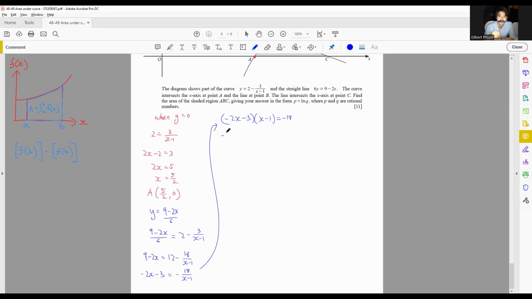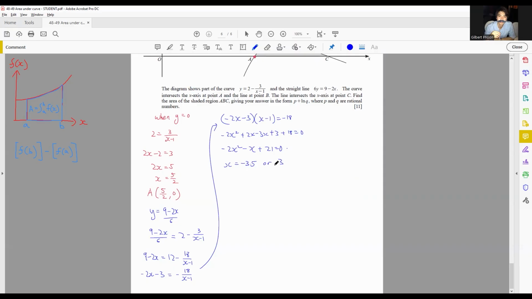Expanding the bracket, you get negative 2x squared plus 2x minus 3x plus 3. Bring the 18 over, it means plus 18 equals 0. So finally, you would have negative 2x squared minus x plus 3 plus 18, so plus 21, equals 0. Type this into the calculator, you would have gotten x equals negative 3.5 and x equals 3.